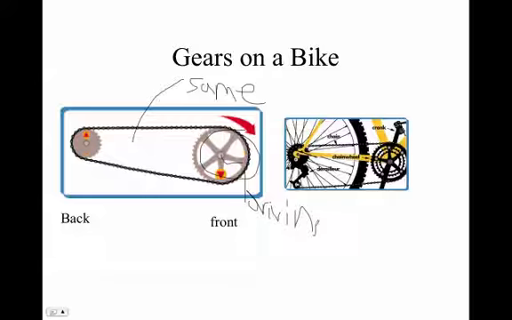And this still becomes the follower or the driven gear. Driven.